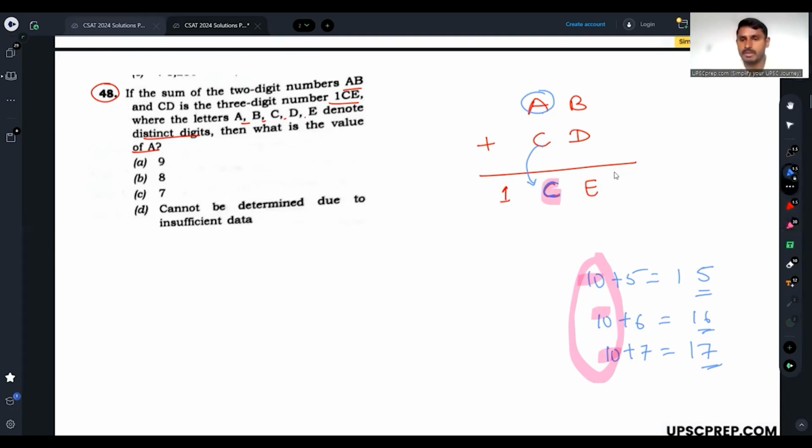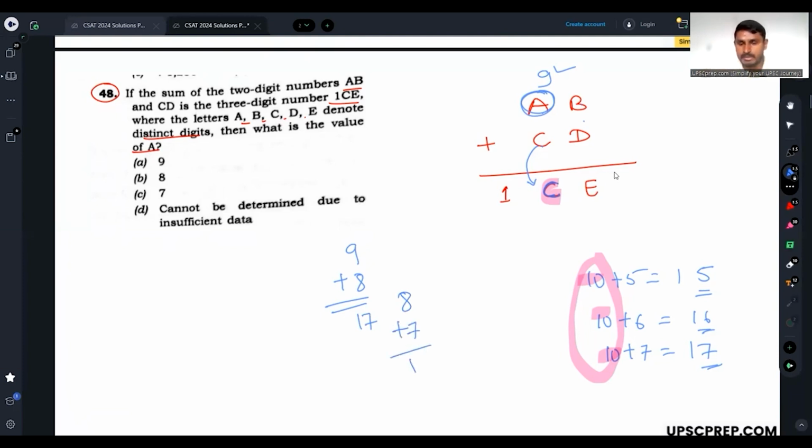So what should be done? Is it possible to have the value of A as 10? No, because A is a single digit number. So what can be the value for A? The value for A can be only 9, because why? If I add B plus D, the maximum carry over I can have is 1, because 9 plus 8 are the maximum distinct digits. If I add these two, 9 plus 8 will be 17, but we will not be able to use 9, because 9 has been already used in place of A. So what can be done? 8 plus 7.